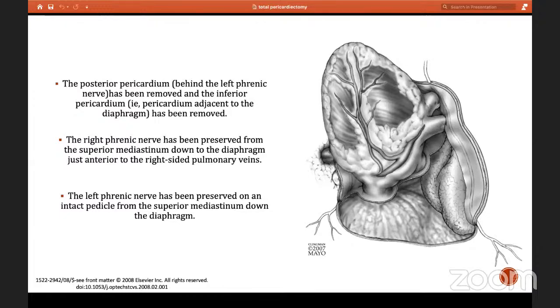After removing the posterior pericardium behind the left phrenic nerve, the pericardium adjacent to the diaphragm is also removed. The right phrenic nerve has been preserved from the superior mediastinum down to the diaphragm, just anterior to the pulmonary veins on the right side, as shown here in the figure. The left phrenic nerve has been preserved on an intact pedicle from the superior mediastinum down to the diaphragm, as well as the right side.